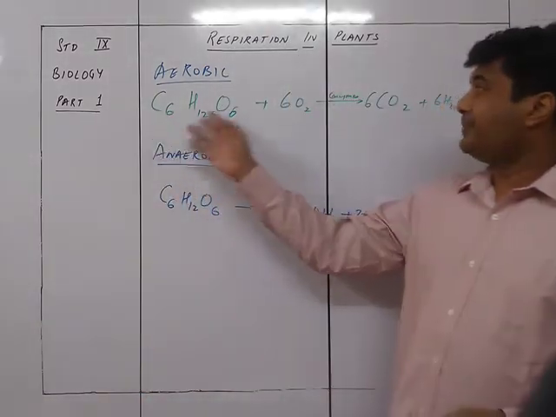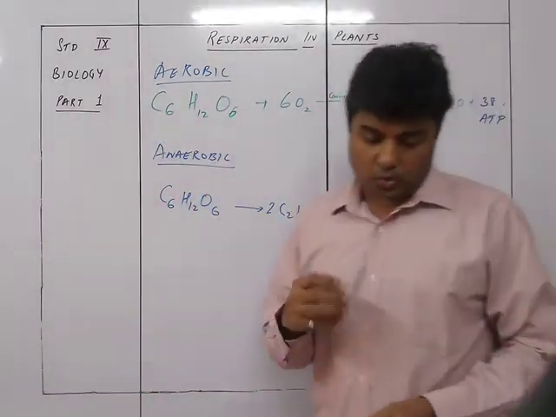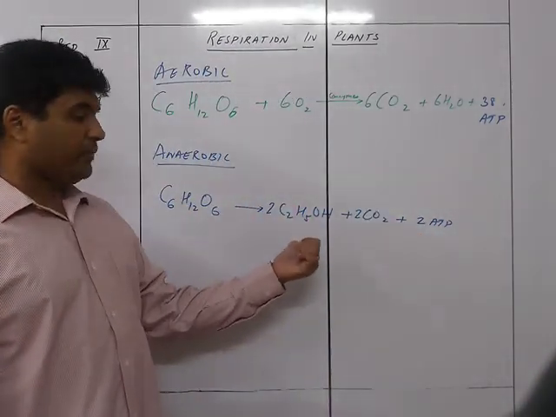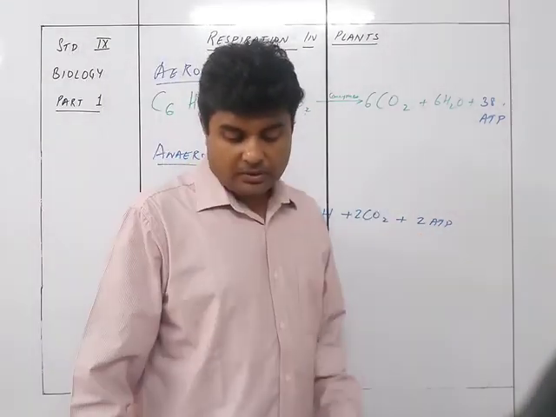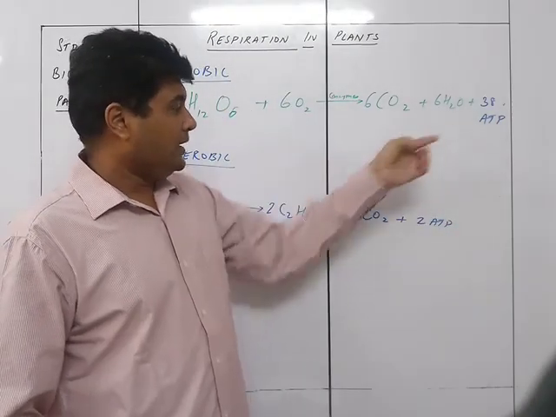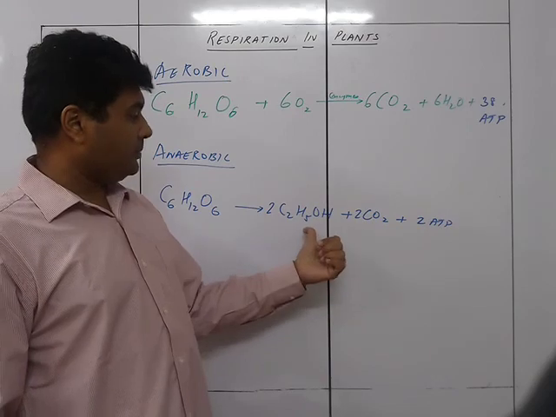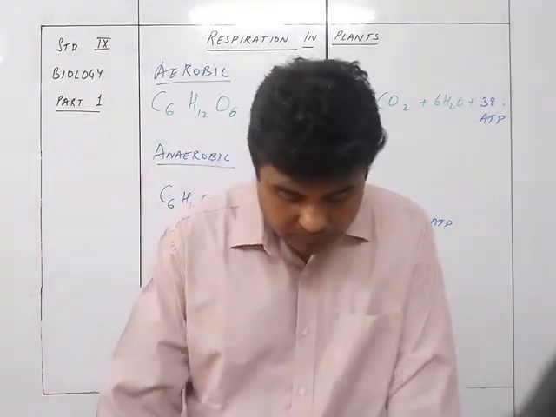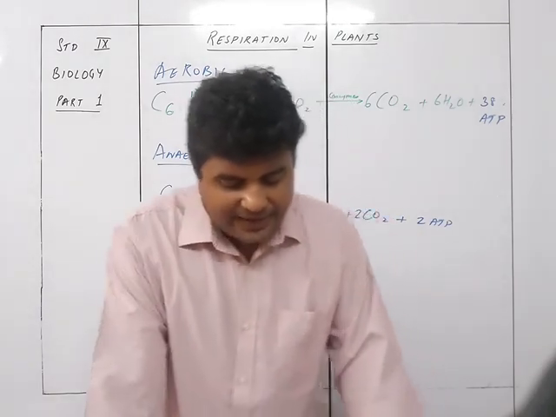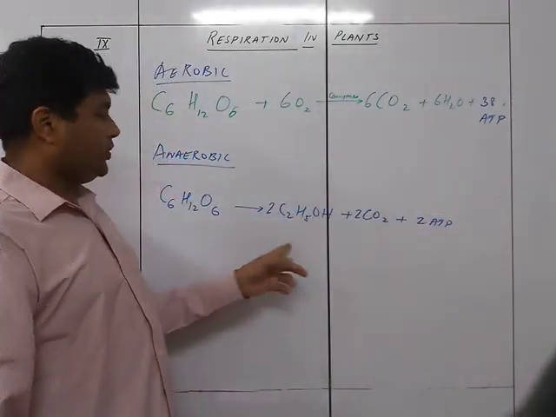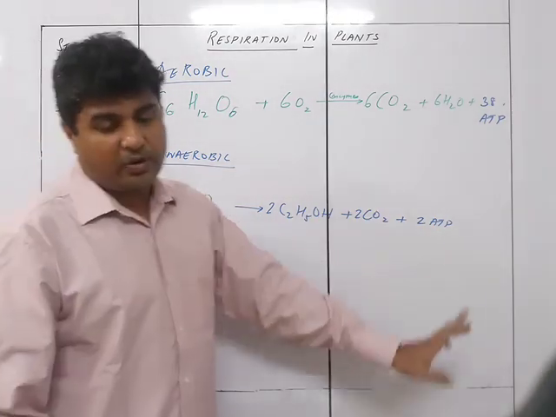Aerobic respiration, complete breakdown of the glucose takes place, whereas here incomplete breakdown of the glucose takes place. Third thing, end products over here are carbon dioxide and water. End products over here are ethyl alcohol and carbon dioxide. Energy is liberated in large quantity, 38 ATP out of 1 mole. Here energy produced is very small, that is 2 ATP out of 1 mole.